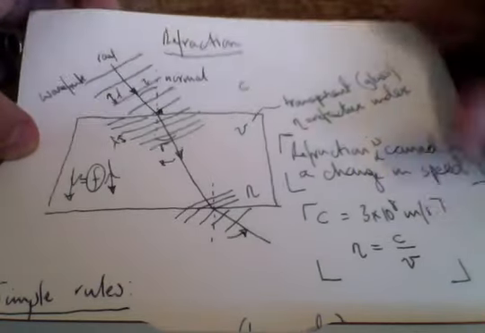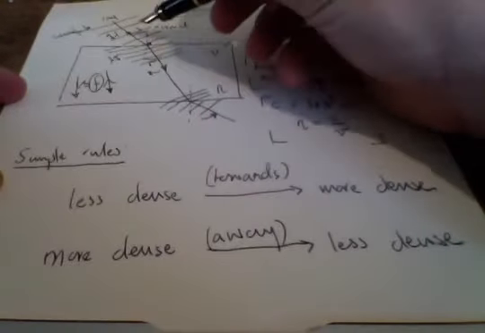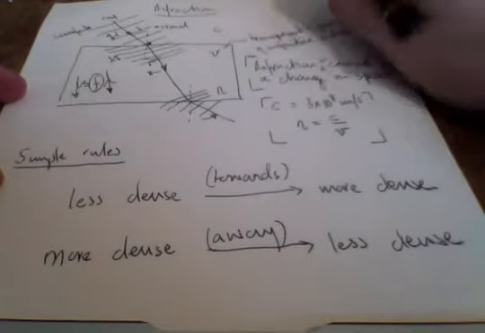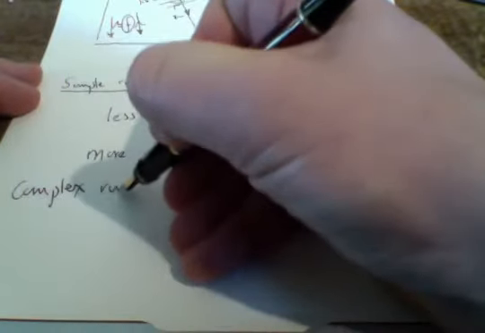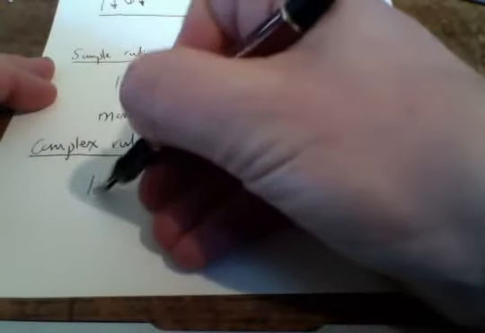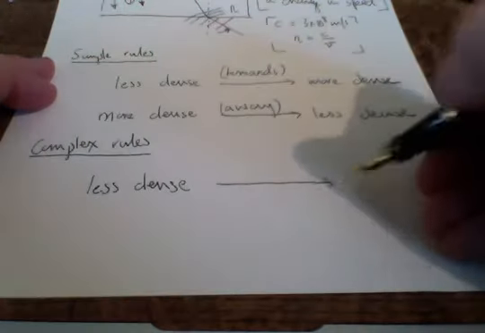So that's all the descriptive material done. Now the rules need to get tougher, so we can actually quantify how much bending towards and away from the normal we have. Here are the equations. I will give you the equations, and they should have been worked through in a practical session as well. So let's call these the complex rules. We go from less dense to more dense.